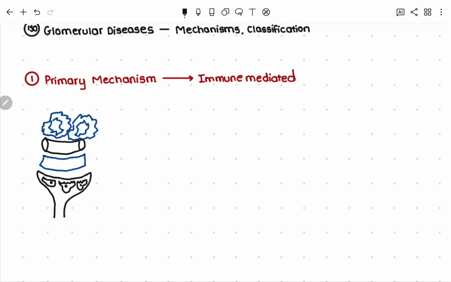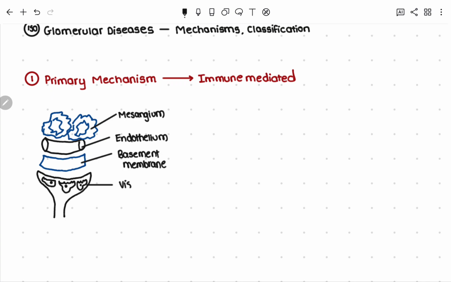So the first thing is I want you to familiarize yourself with this diagram here, and so I will label this for you really quickly. Up here we've got the mesangial cells, or the mesangium. Then we've got the endothelium, following this we've got the basement membrane, and then below that we have the Bowman's capsule. But what we're specifically interested in is the visceral epithelium of the Bowman's capsule.